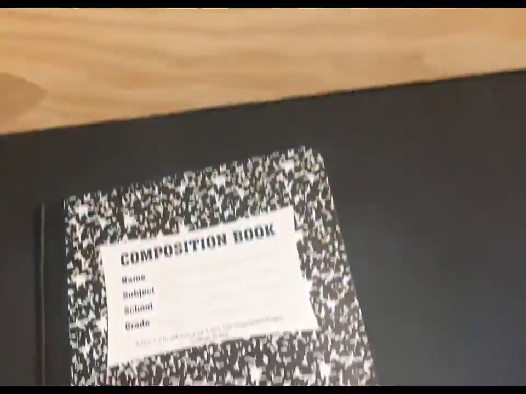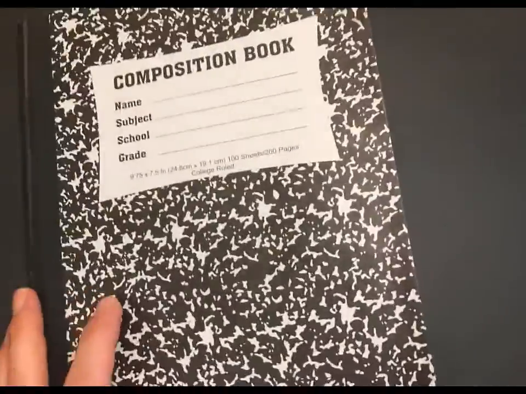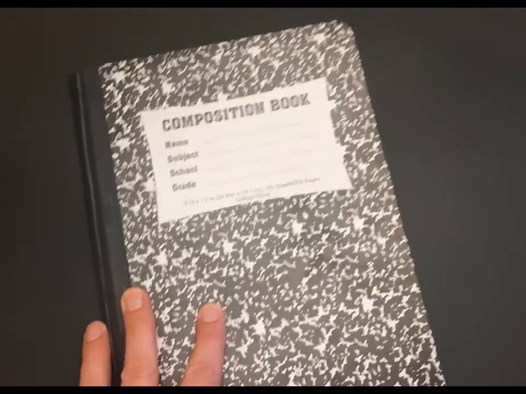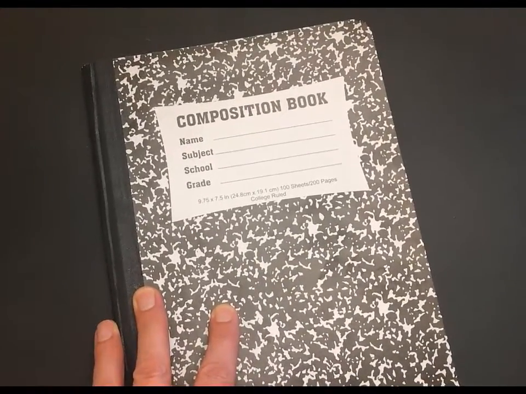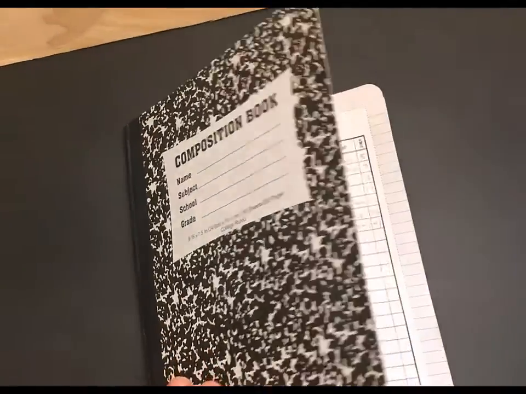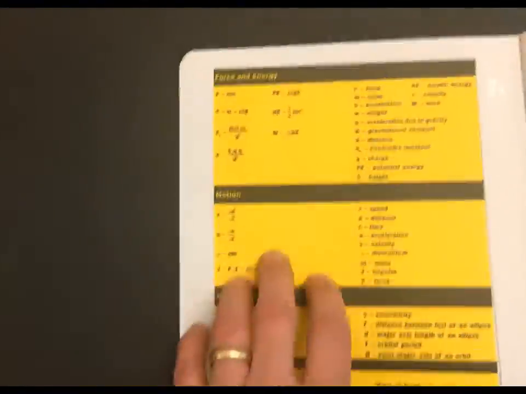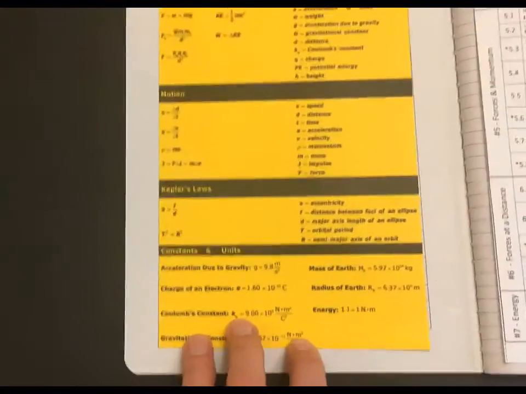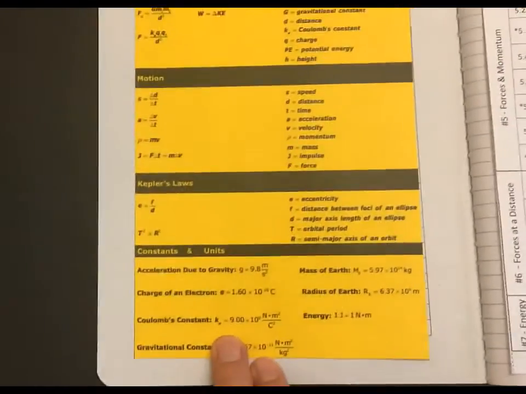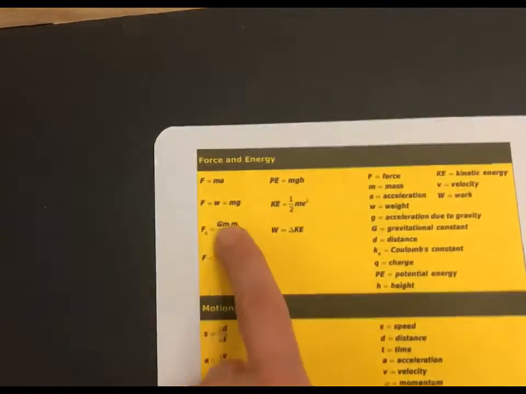Before we start our first digital lesson, I'm going to go over the notebook and review how your notebook is already set up, and then also go over some of the specifics of what you're going to see in today's lesson. So inside your front cover, you should have this yellow CAST reference sheet. This is the reference sheet you get to use in all of your assessments in my class.